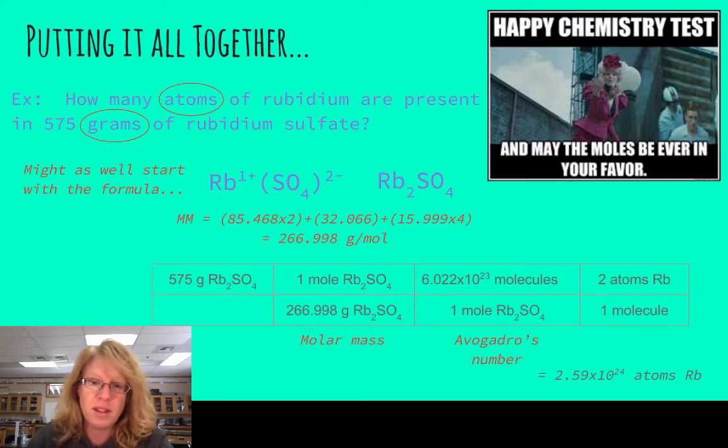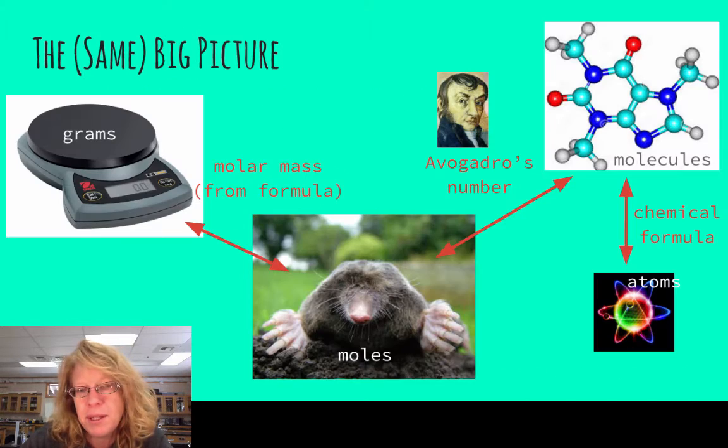So this is kind of everything. This would be the hardest kind of problem that you'd have to do with this sort of thing, where you've got molar mass, you've got Avogadro's number in there, and then you have to remember to take the molecule apart to get to the number of atoms in there.